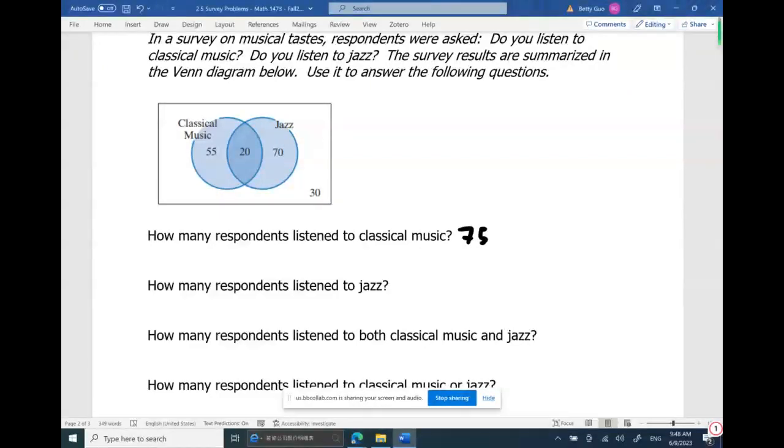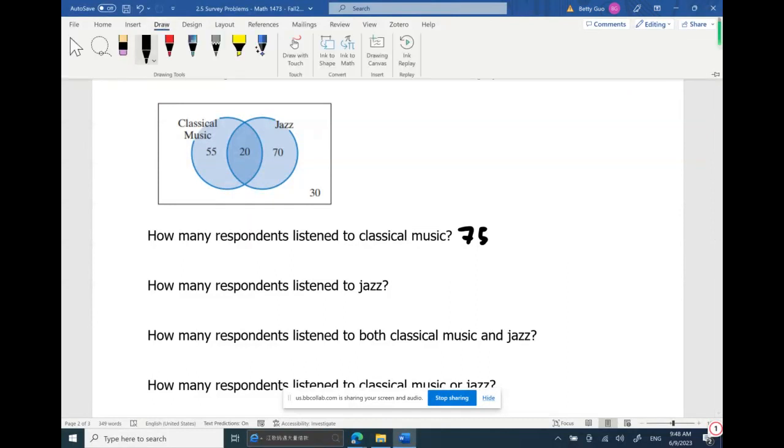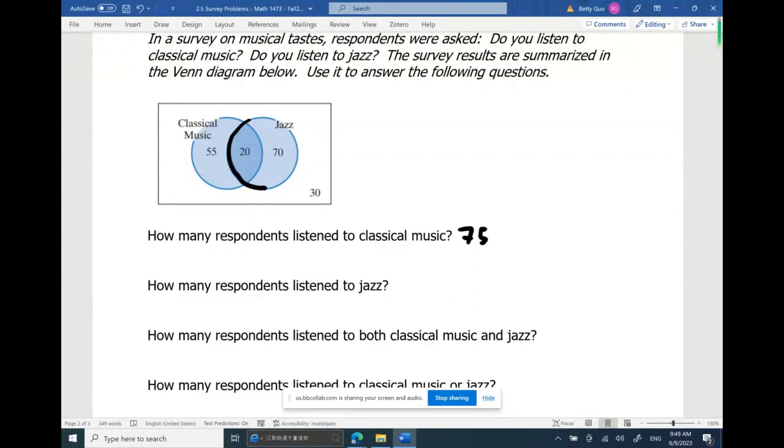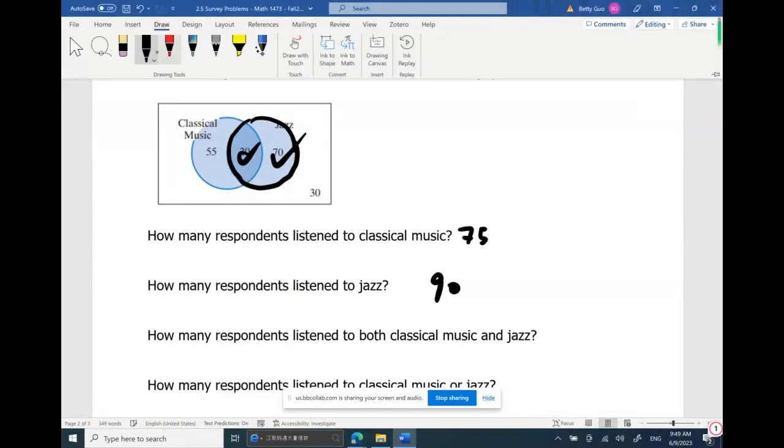Next part, how many respondents listened to jazz? Find the region first. This many respondents listened to jazz. 20 plus 70, 90. 90 people listened to jazz.